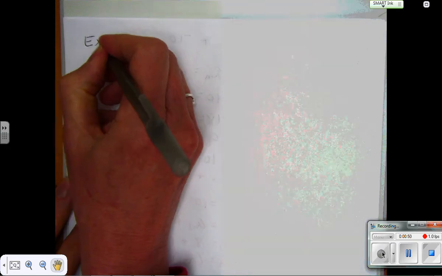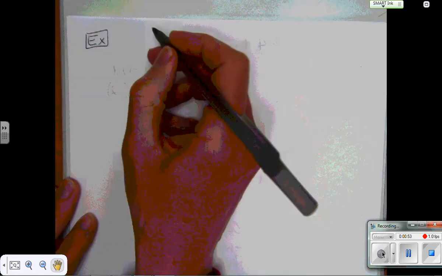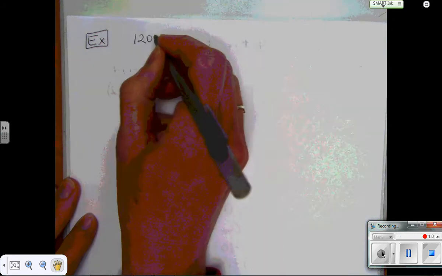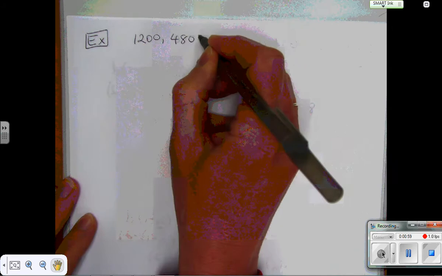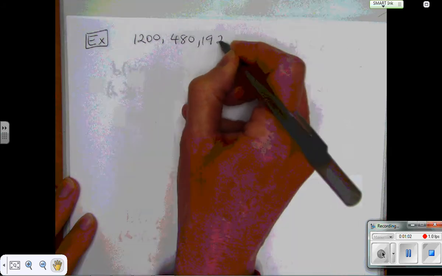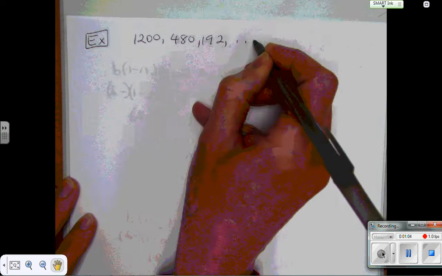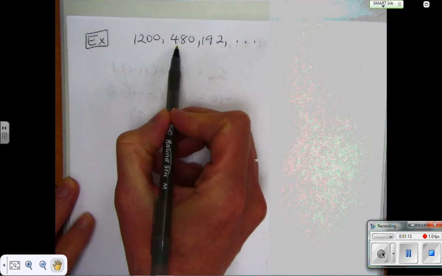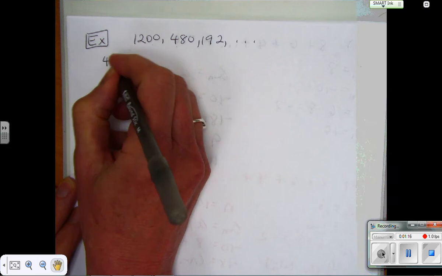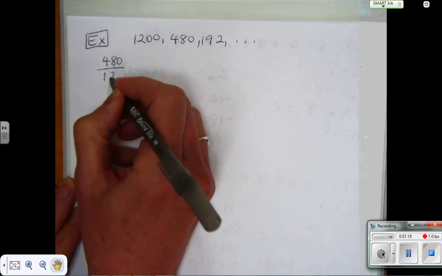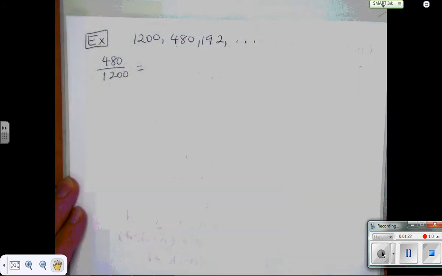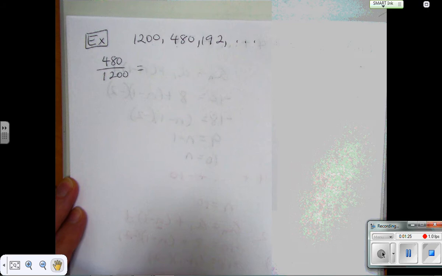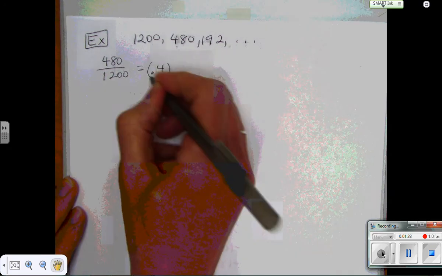Okay, so the first example says to find the next two terms of the geometric sequence 1200, 480, 192. To get the ratio, what you have to multiply by to get the next number, I'm going to take two consecutive numbers. Take the second number, divide by the one before it, and that's going to give you the ratio. In this case, 480 divided by 1200 is going to be 0.4. And that's what your r is going to be.